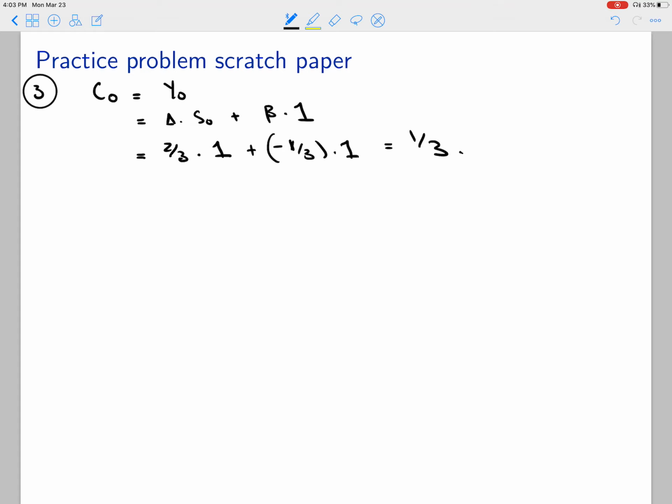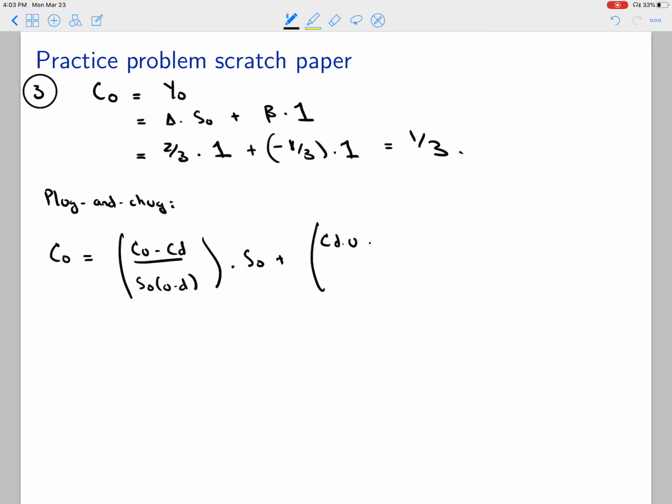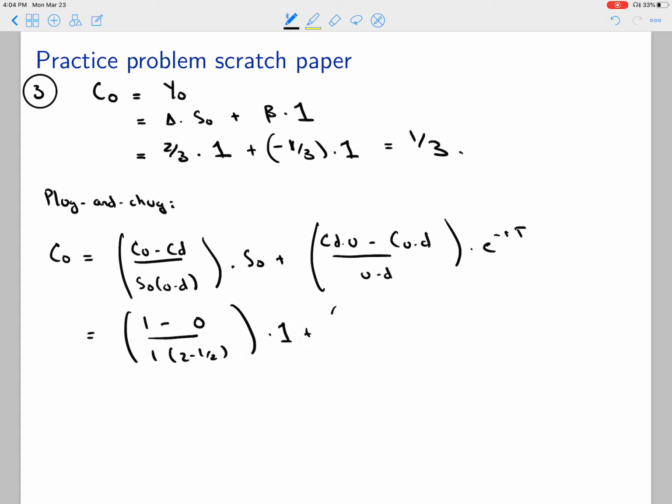Alternatively, you can do the plug and chug method as well. If you do the plug and chug method, all you do is say C0 is equal to exactly what that formula said: (Cu minus Cd) over S0(u minus d) times S0, plus (Cd times u minus Cu times d) over (u minus d) times e to the negative rT. Plug in everything here, and you're going to get (1 minus 0) over (2 minus 1/2) times 1, plus (0 times 2 minus 1 times 1/2) over (2 minus 1/2) times 1. You're going to get the same exact thing. It's good to verify both ways though, so you know that your solution is correct.